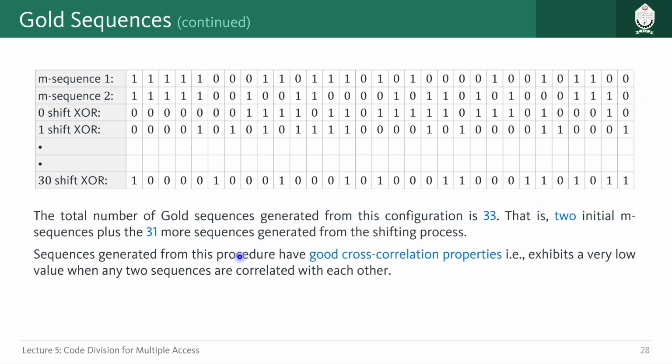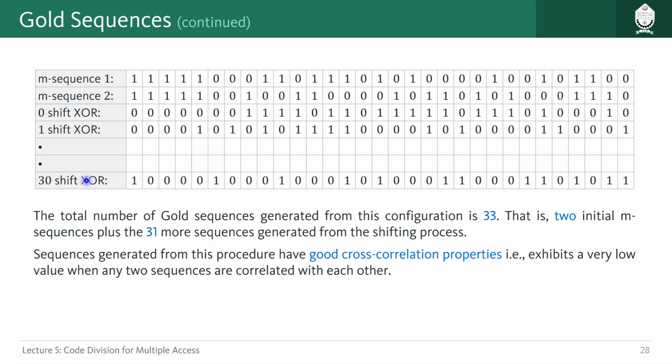So how many gold sequences can be generated for this particular circuit with two 5-bit LFSRs? We can generate a total of 33 gold sequences, because 2 initial M sequences are there, and from the 0 to 30 shifts, we have 31 more gold sequences. That is a total of 33 gold sequences. These 33 gold sequences will have the property that all of them have very low cross correlation with respect to each other. That is the particular behavior we are seeking from these gold sequences.